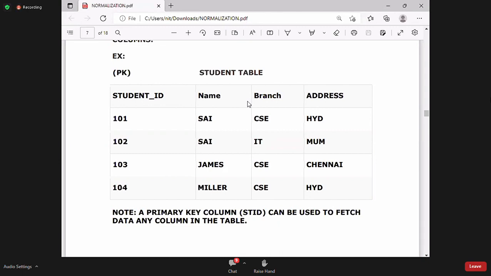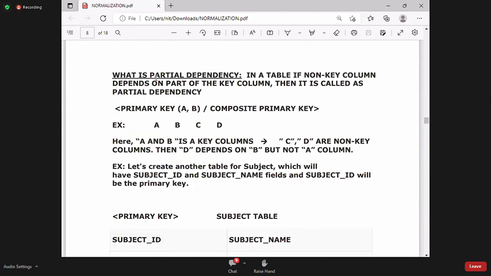Okay, now this is called what? Fully dependency. Come to the next one, which is partial dependency. Now we can see what partial dependency is. Read the definition first. In a table, if a non-key column, non-key meaning non-primary key column, depends on part of the key column, then it is called a partial dependency.